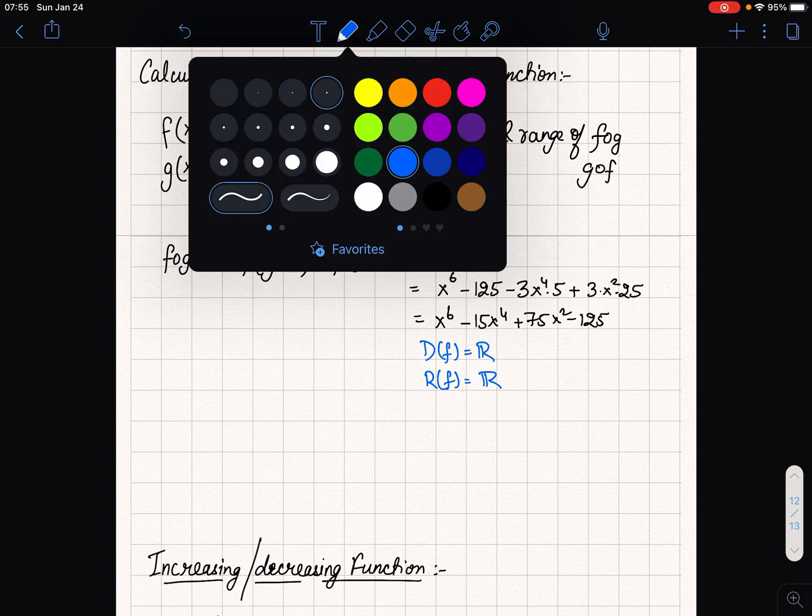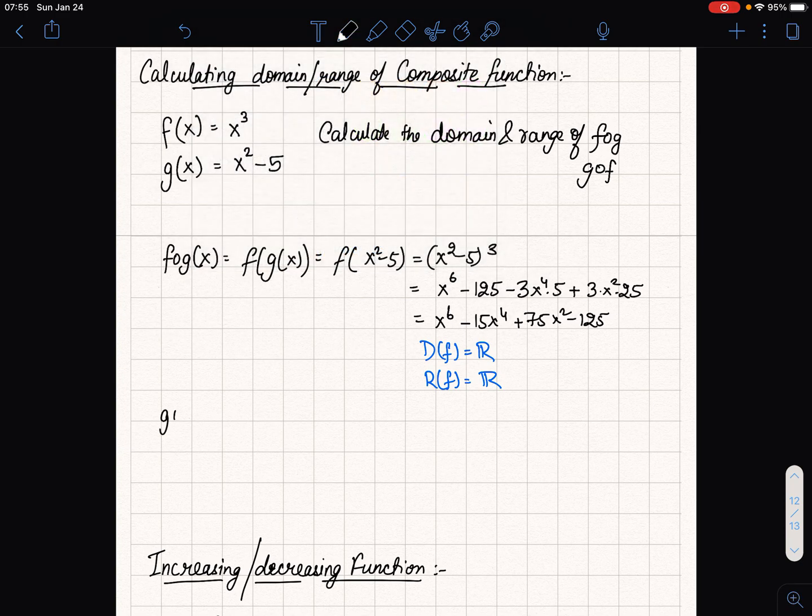Next comes g of f of x, that is g o f of x. So I have g of f of x. What is g of f of x? So g of, what is f of x? X cube. What is g of x cube? We plug in x cube in g of x. So we have x raised to power 3 square minus 5, which is x raised to power 6 minus 5. Clearly the domain is again real numbers because this is a polynomial function. The range is also real numbers.